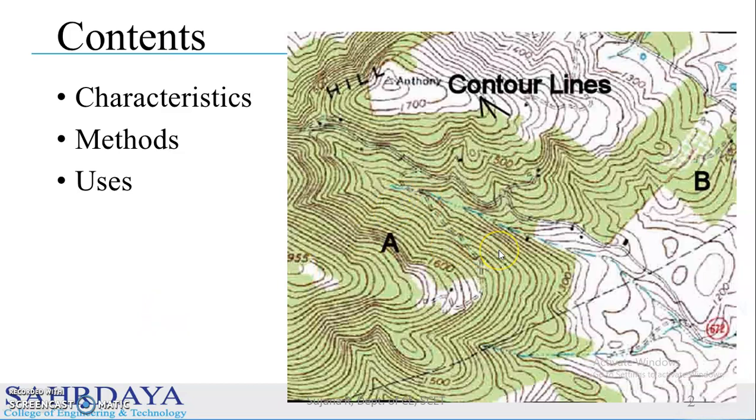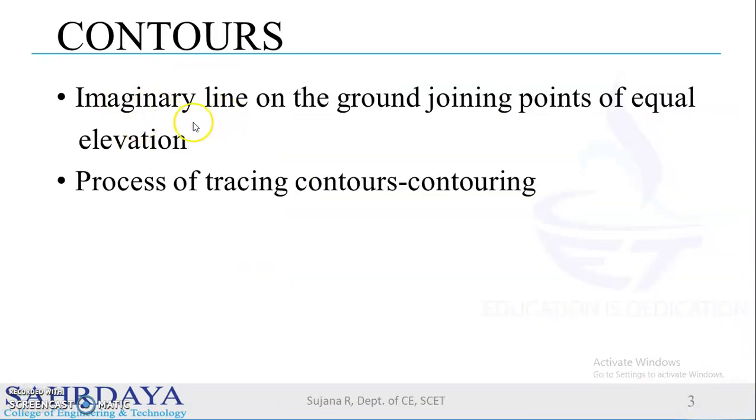Topographic maps are highly useful because they give not only the plan view, but since they have contours also, we get an idea about the elevation or level differences between the various regions. As I mentioned earlier, contours are imaginary lines on the ground that join points of equal elevation. Actually, there are no such lines that are visible. It is only imaginary, and we developed it for our own ease. The process of tracing contours is known as contouring. In the coming lectures we'll see how we do this contouring.